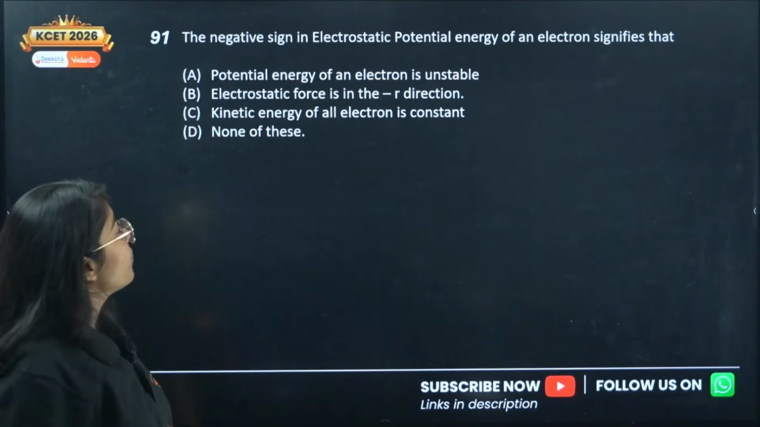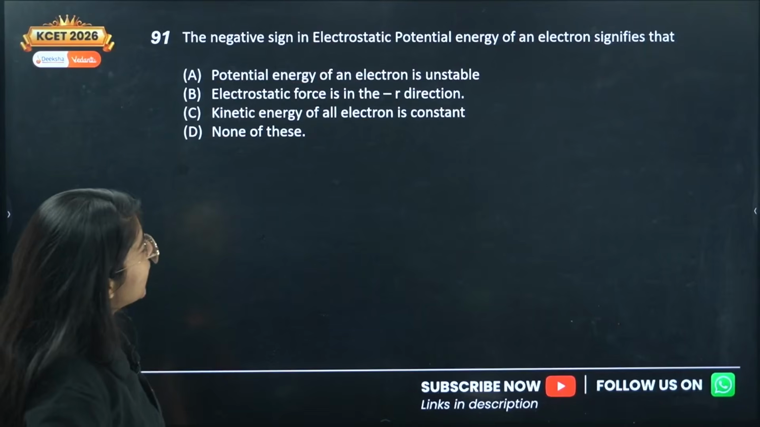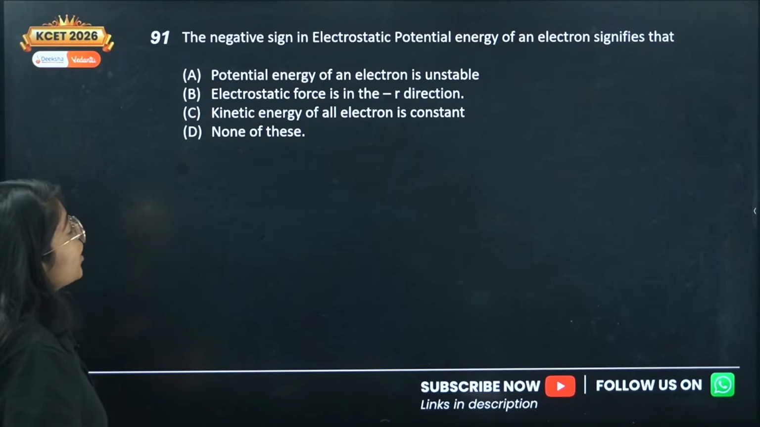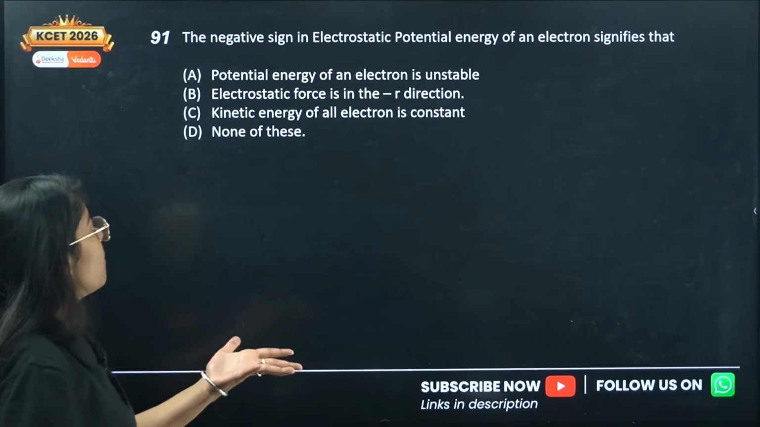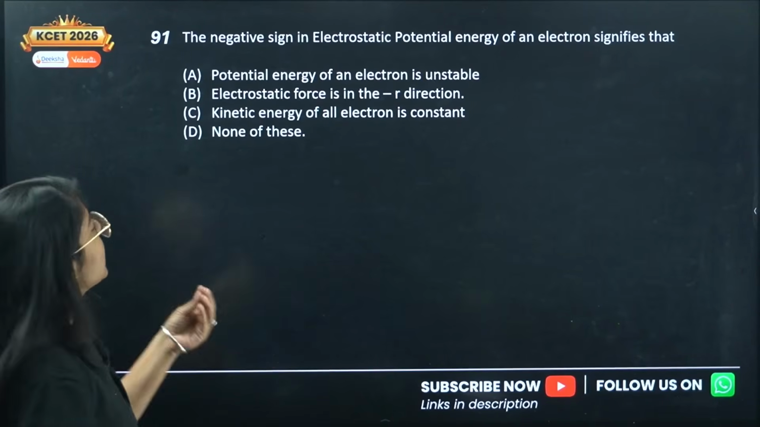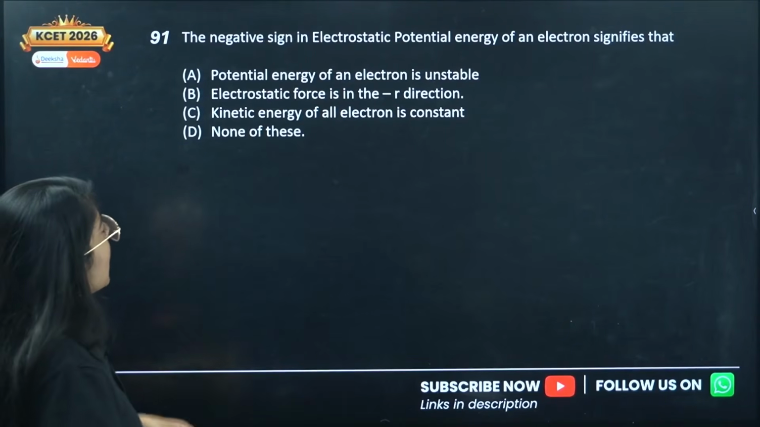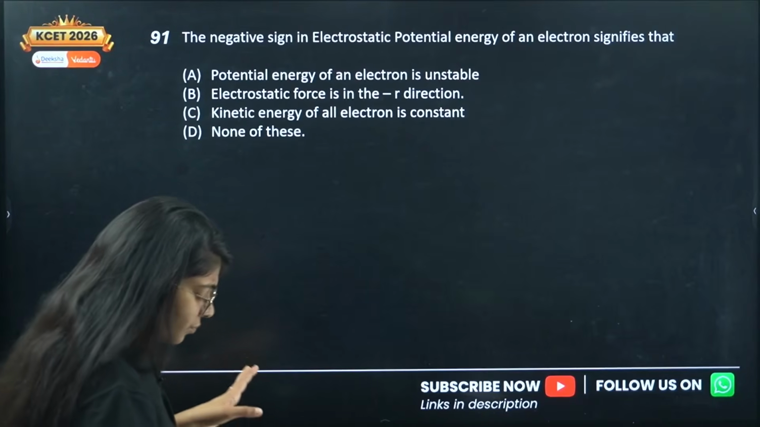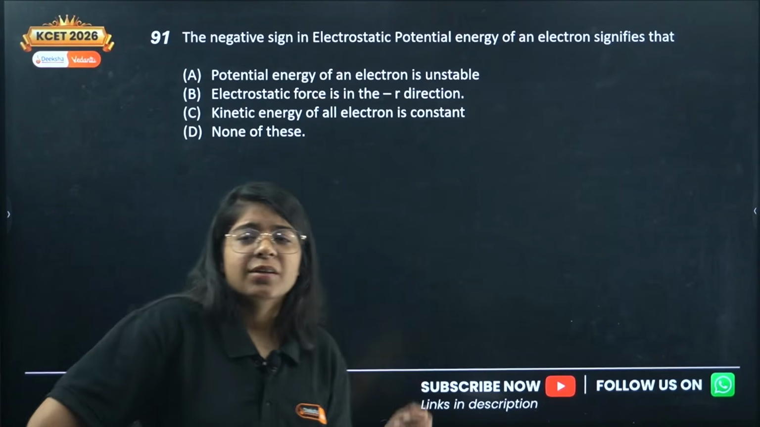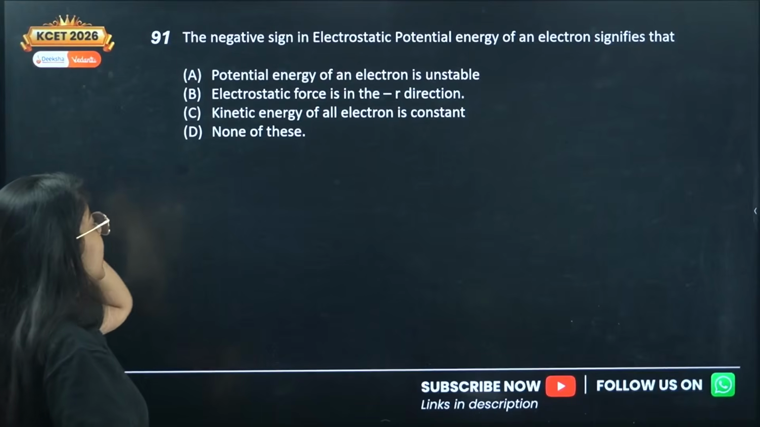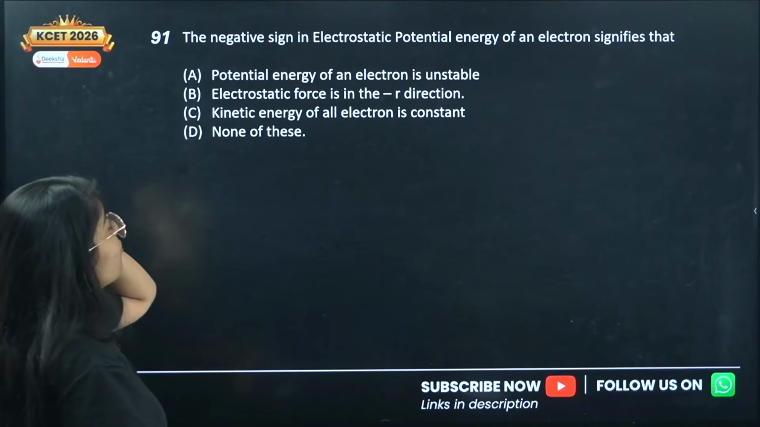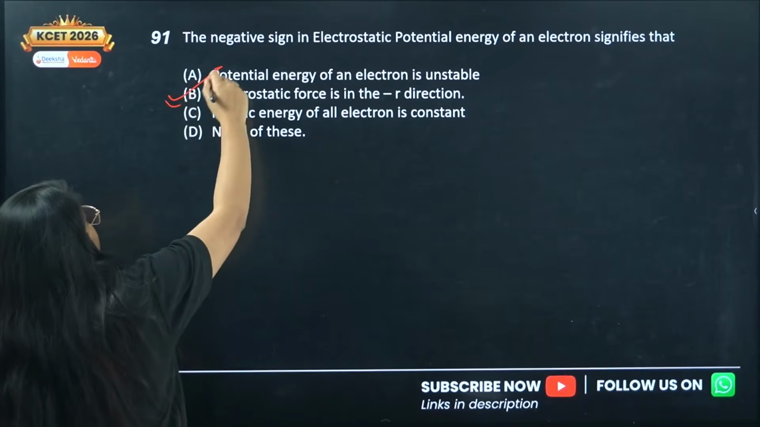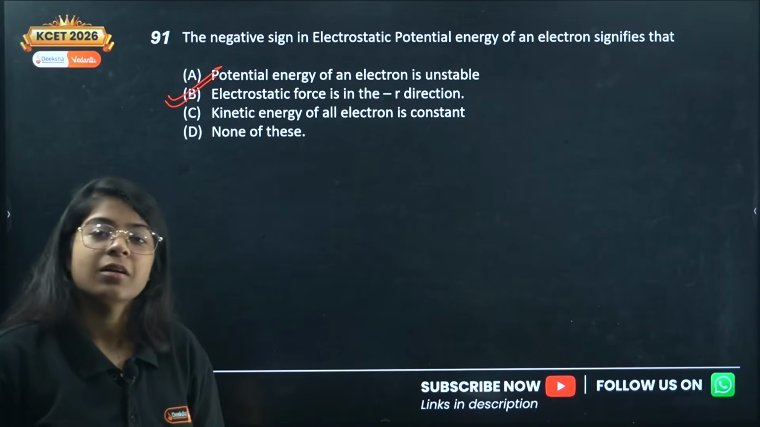91st question says, the negative sign in electrostatic potential energy of an electron signifies that potential energy of an electron is unstable. Electrostatic force is in the minus r direction. Kinetic energy of all electrons is constant, or none of these. Now, again, very simple. The electrostatic potential energy of an electron is negative because the electrostatic forces are in the negative r direction. So the answer will be option B.